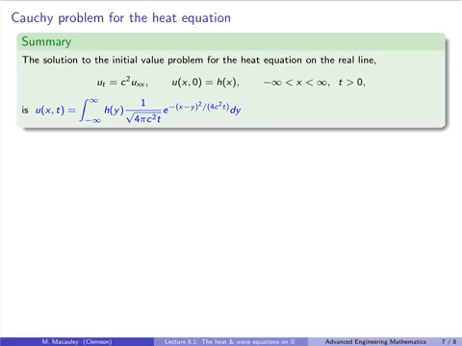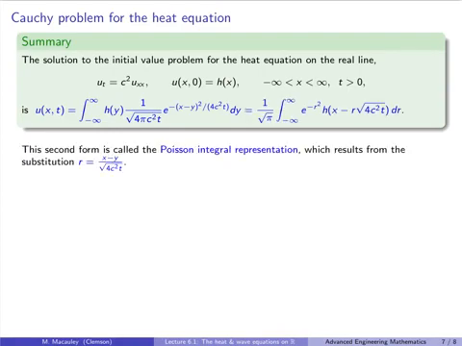In summary, the solution to the initial value problem for the heat equation on the real line, where the initial temperature is a function h(x), is the integral from negative infinity to infinity of that function h(y), which we will integrate out, times 1 over root 4πc²t, times e to the negative (x − y)² divided by 4c²t, dy. An alternative form of this solution is called the Poisson integral representation, which is seen here. Let me show you how to derive that.